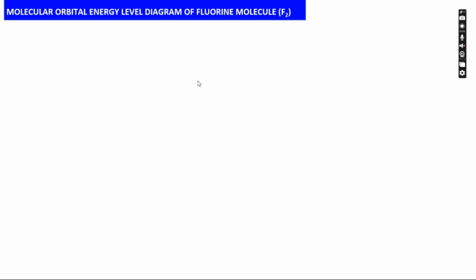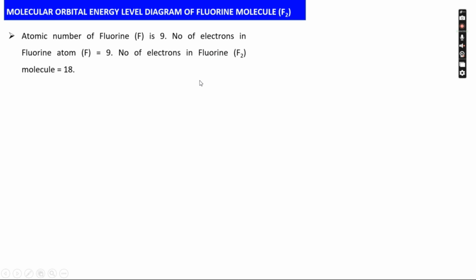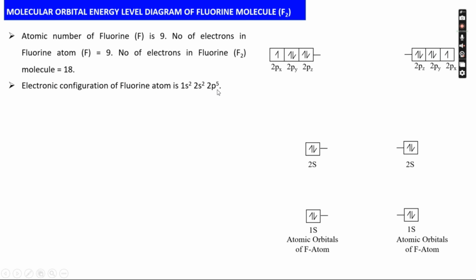Now the MOED of another molecule, that is fluorine. The atomic number of a fluorine atom is 9. Therefore, the number of electrons present in a fluorine atom is 9. Immediately, the number of electrons present in the fluorine molecule will be 18. The electronic configuration of a fluorine atom is 1s2, 2s2, 2p5. Similar to N2 and O2, here the atomic orbitals for the fluorine atom are given, that is 1s2, 2s2, 2p5 for one fluorine atom and 1s2, 2s2, 2p5 for another fluorine atom.